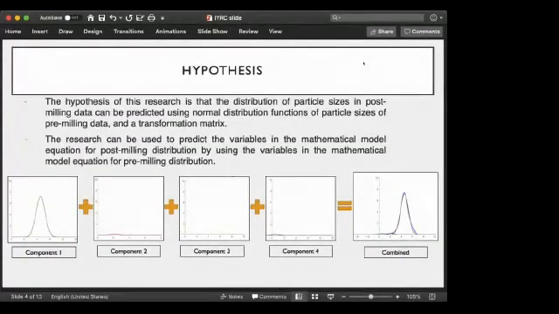Apparently, the hypothesis of this research is that the distribution of particle sizes in post-milling data can be predicted using normal distribution functions of particle sizes of pre-milling data, and finally find the formula, the transformation matrix. This research is not only applicable to particle milling size distributions, but also in predicting post-event distribution data using the pre-event distribution data.